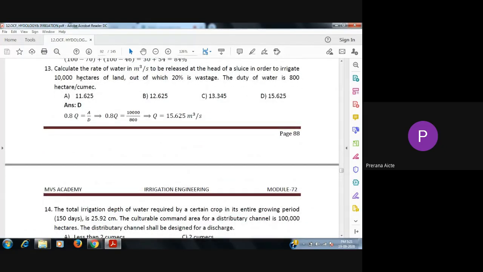Next problem. Calculate the rate of water in meter cube per second to be released at the head of the sluice in order to irrigate 10,000 hectares of land, out of which 20% is wastage. The duty of water is 800 hectares per cumec. So how do we measure discharge? Duty D equals the area irrigated divided by the quantity of water supplied, A by Q. Using this formula, finally Q equals 15.65 meter cube per second.